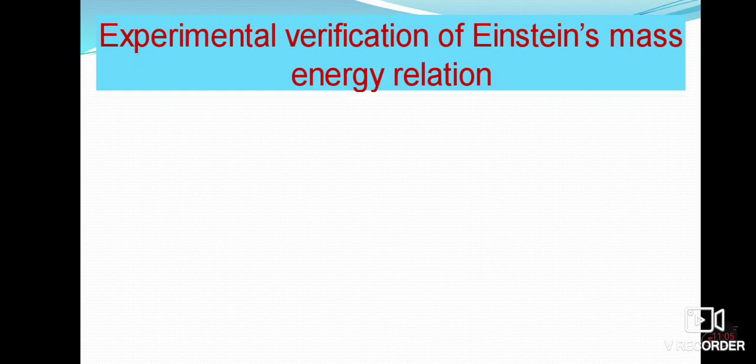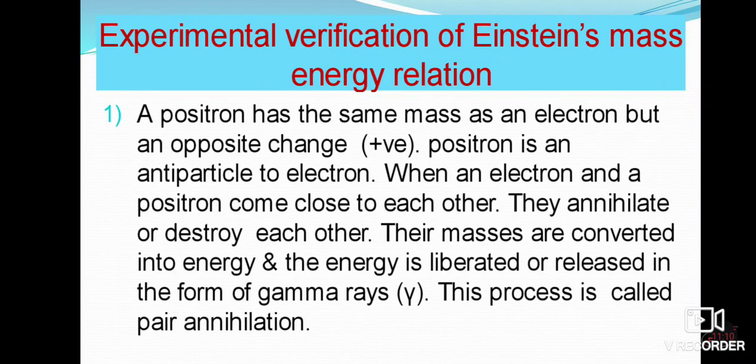Then we will discuss the experimental verification of Einstein's mass energy relation. For that, first, a positron has the same mass as an electron but an opposite charge, that is positive. Positron means a positively charged particle. So a positron is an antiparticle to an electron.